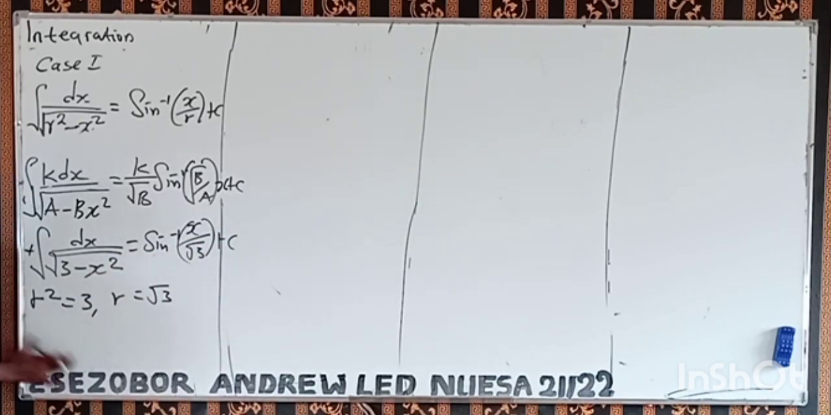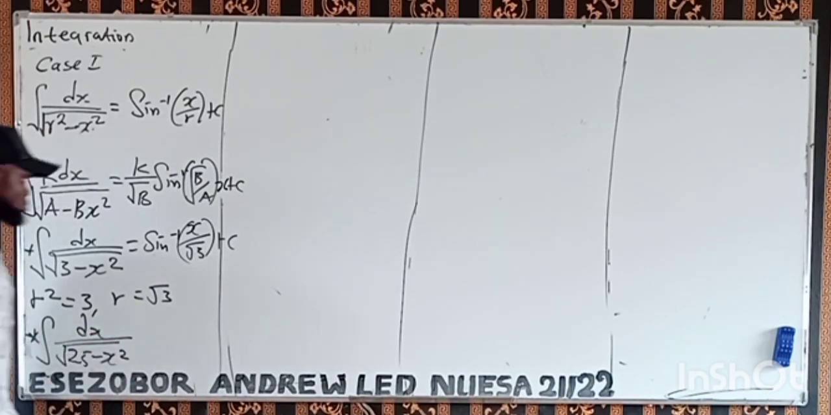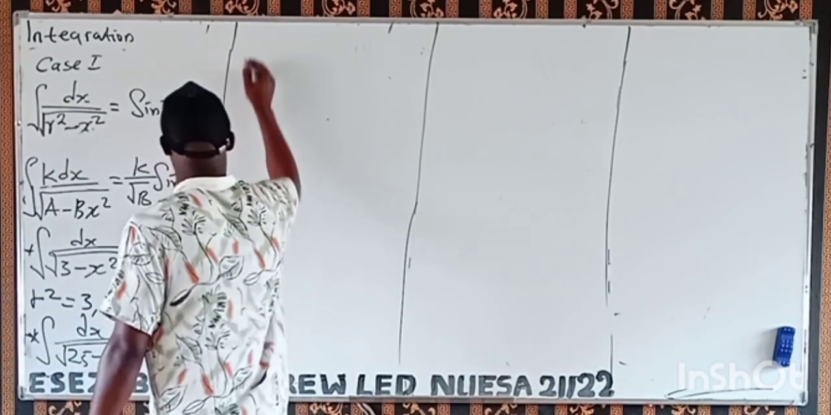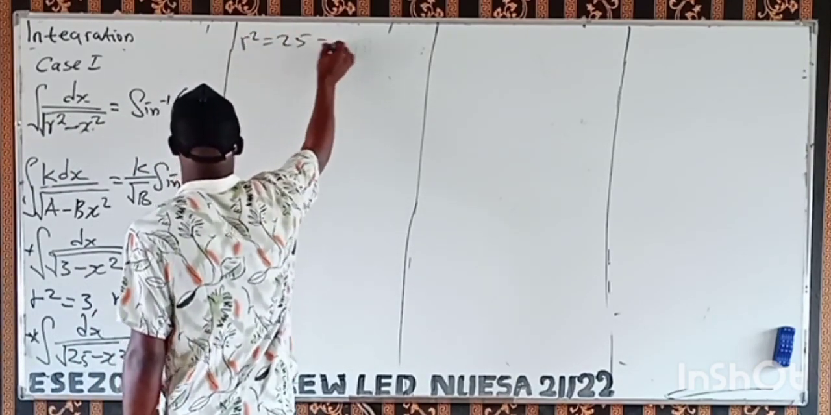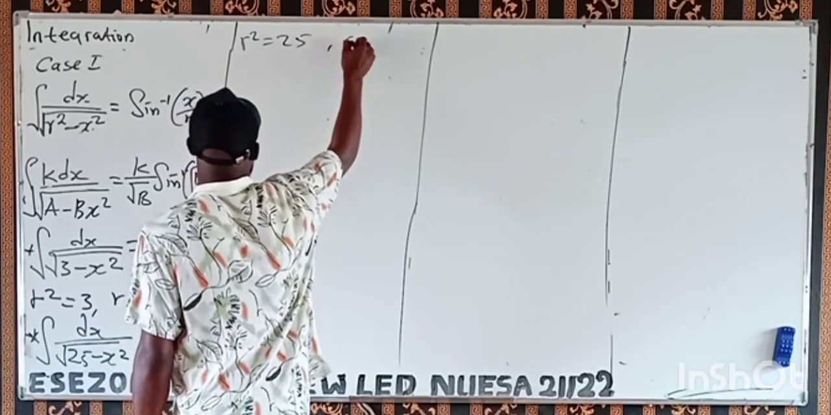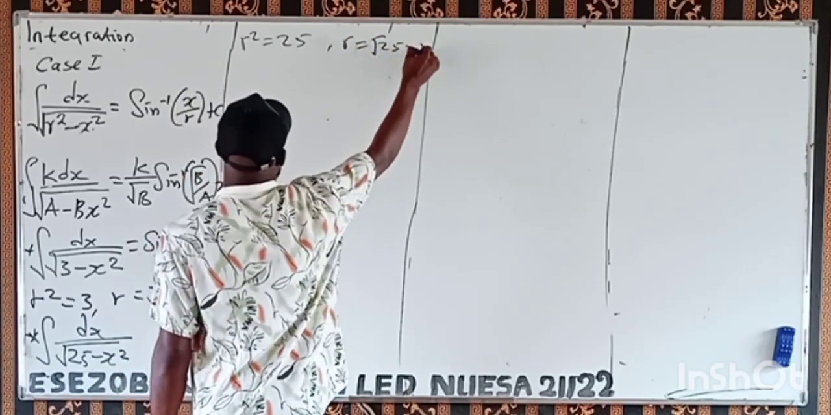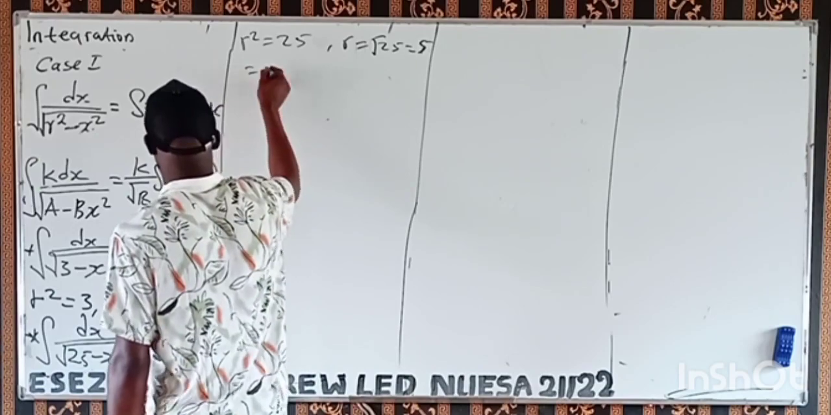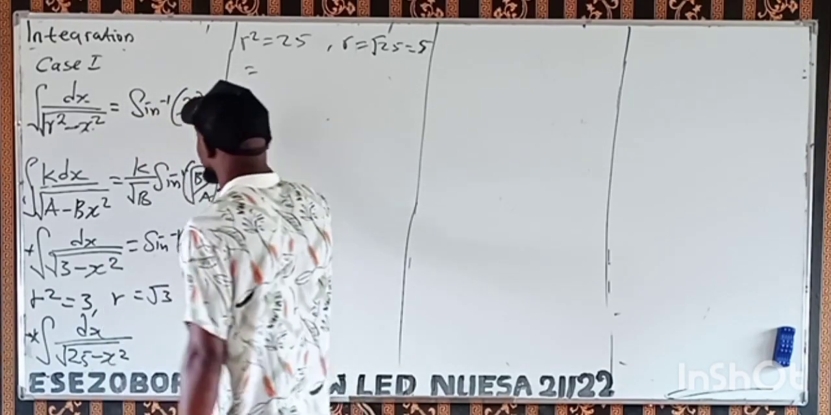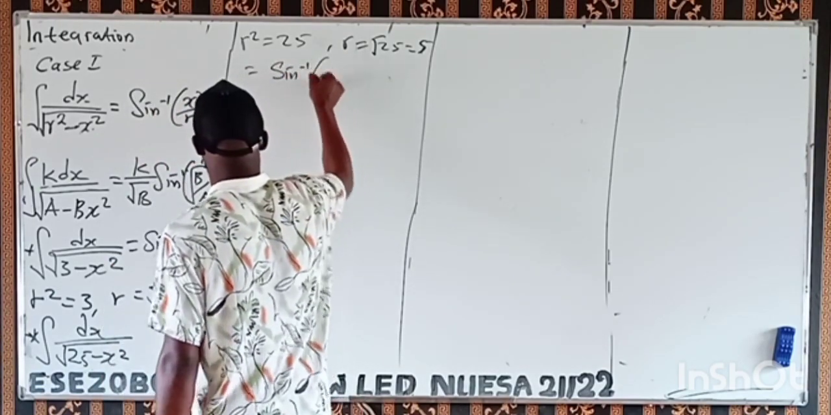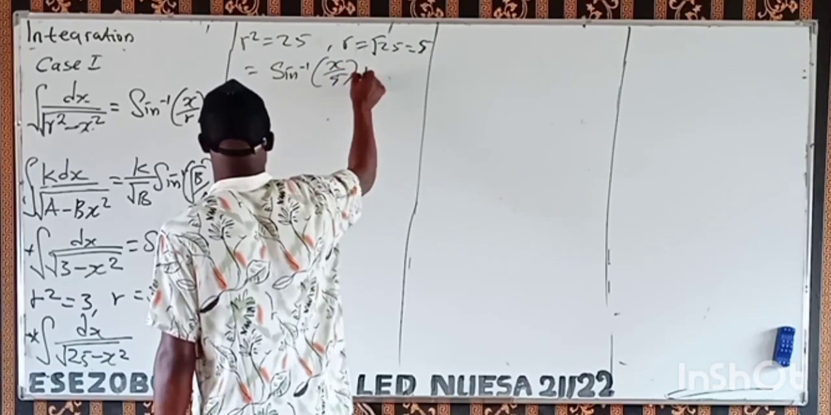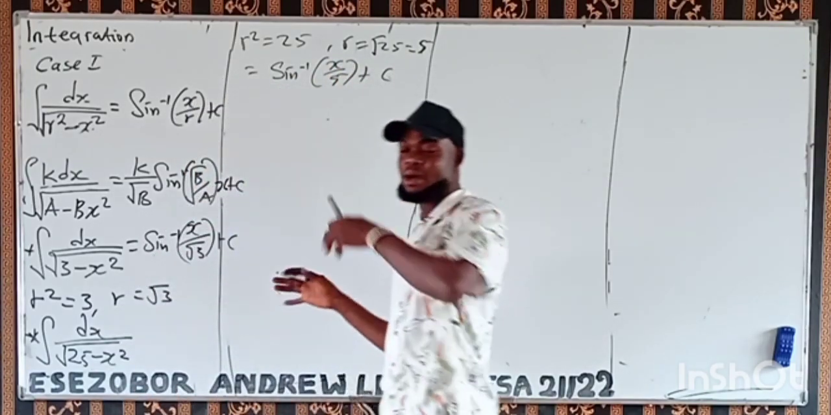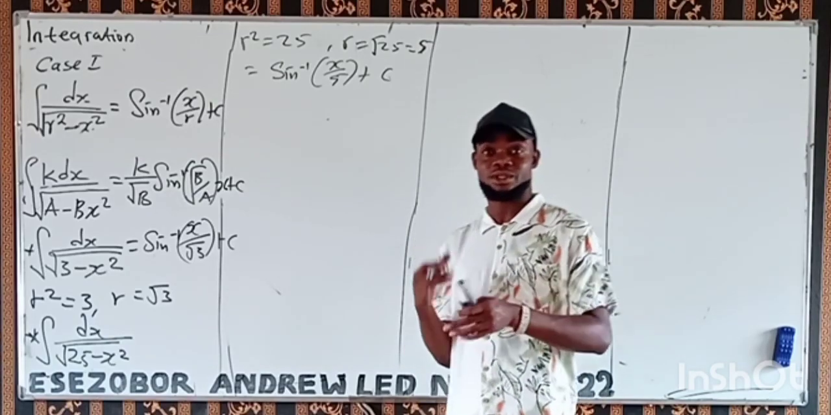Let's see, we have another question here: integral dx over root of 25 minus s squared. What do you have? r squared here is 25, then r will become root 25, which is equal to 5. So the answer becomes sine inverse of x over r plus c. That is all. Remember what I said before, we're just trying to do shortcuts here.